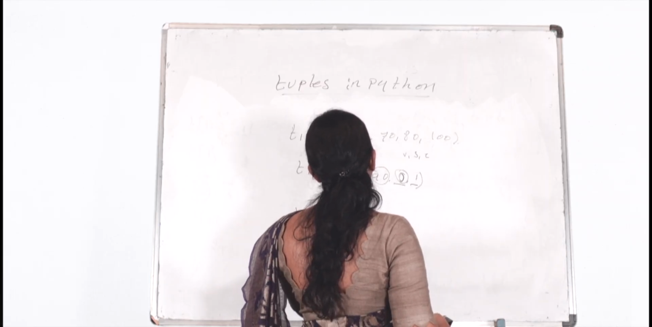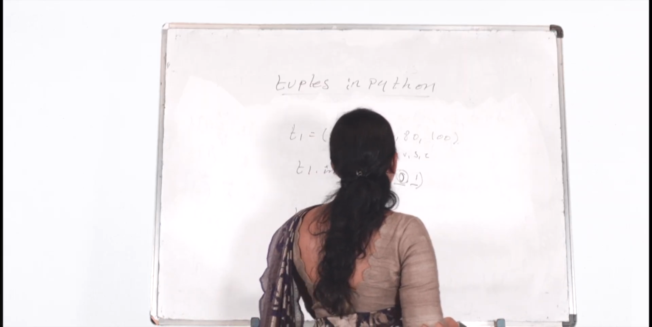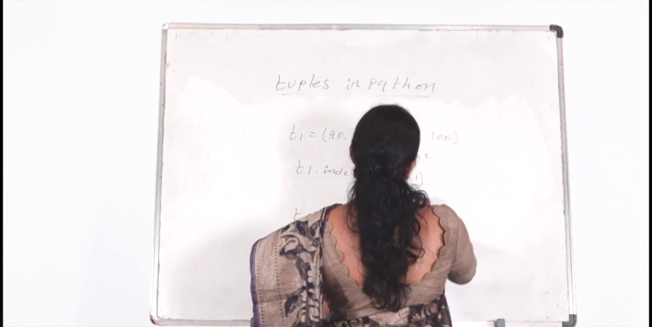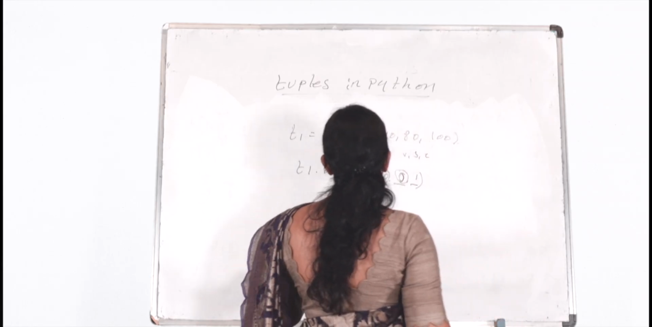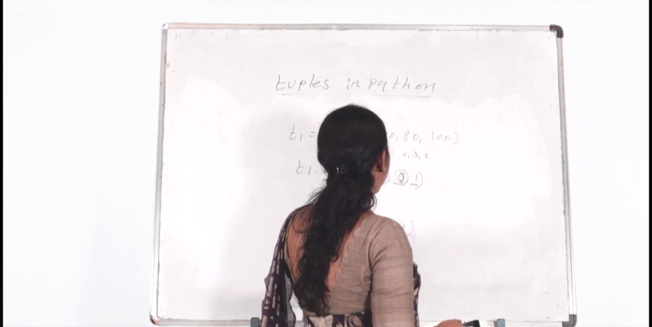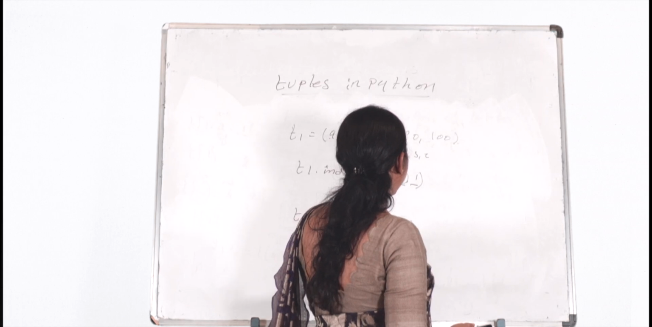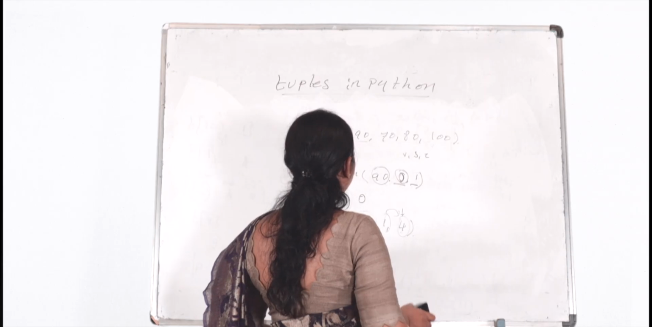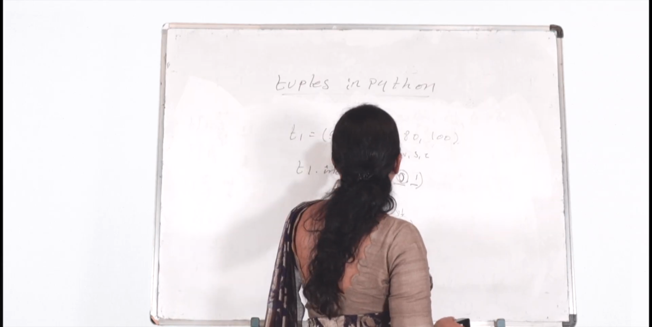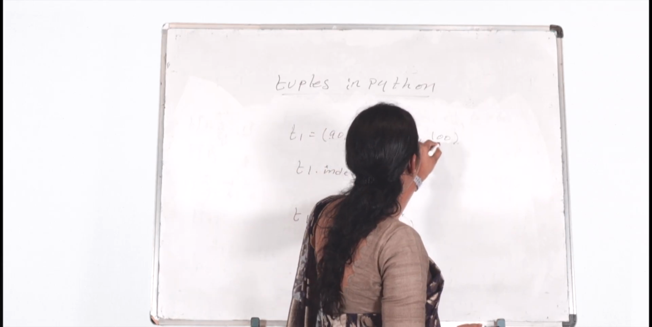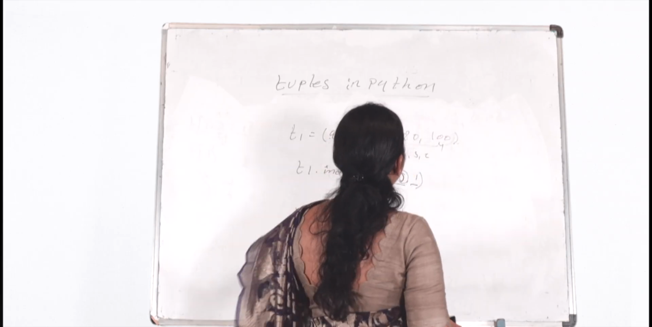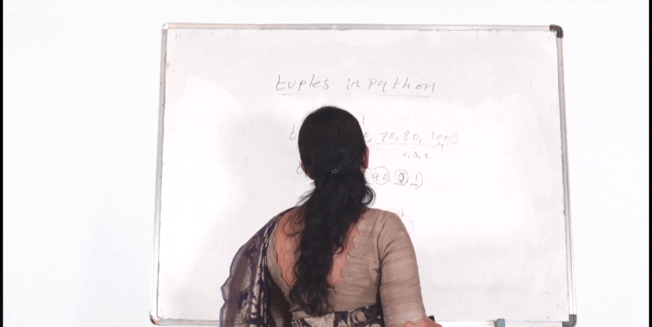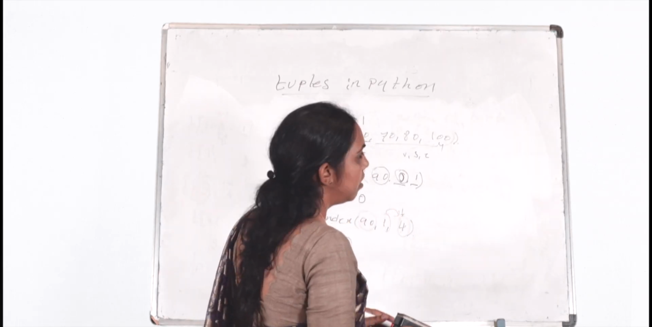Again, we can have index of 90 comma 1 comma 4. So t1 dot index of 90, 1, 4: the index starts from 1 and ends at 4. From this range, wherever 90 is present will be displayed. So which index position has 90 in the range 1 to 4 is given as the output, and we get index position 1.